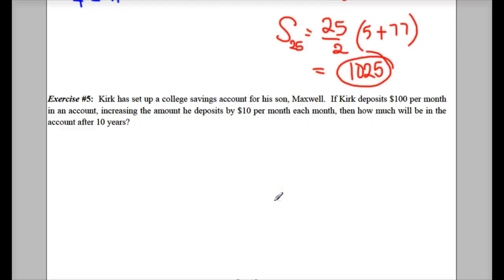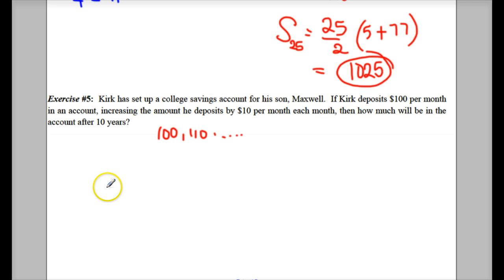Kirk has set up a college saving account for his son, Maxwell. If Kirk deposits $100 per month in an account, and it increases the amount by $10 each month, how much will he have after 10 years? So he's starting with 100 and every month is going up by 10. How much will he have after 10 years? So what can I do here?